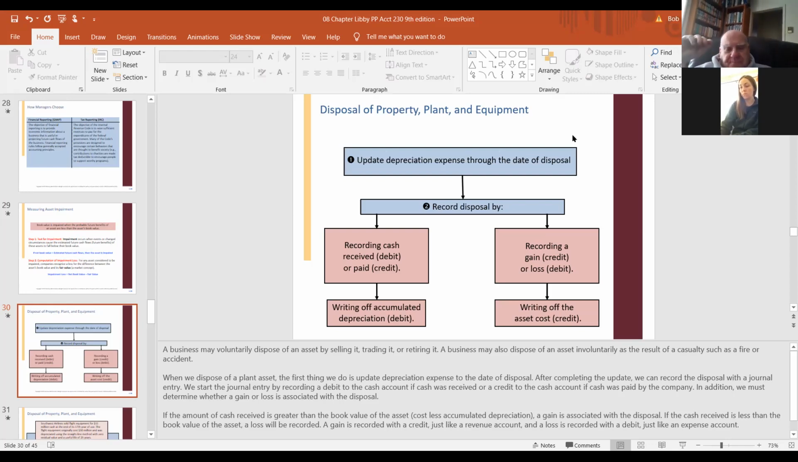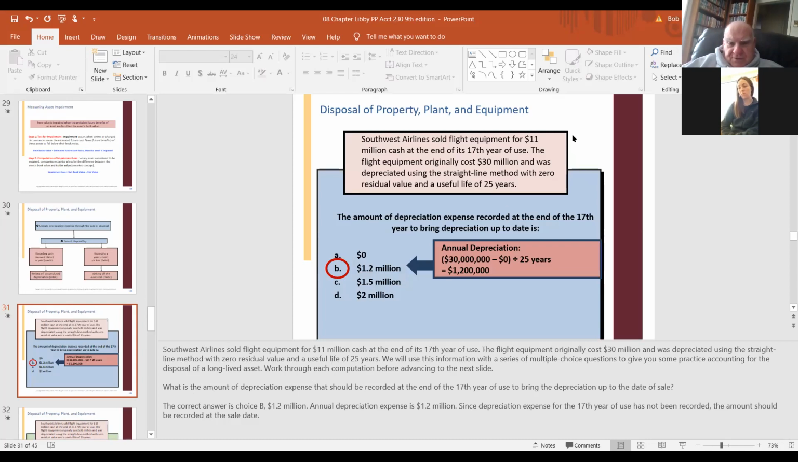Now, for everybody out there in 230, the journal entry is always the same. Always the same. So let's go through what they're telling us here. Southwest sold flight equipment for $11 million at the end of year 17. The flight equipment originally cost $30 million, and they were depreciating for 25 years. So 30 million minus the depreciation through the 17th year gives you a book value.